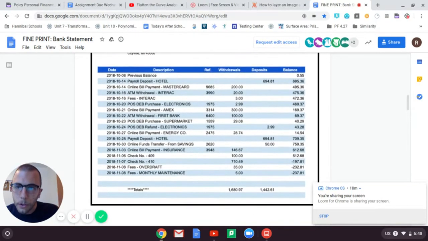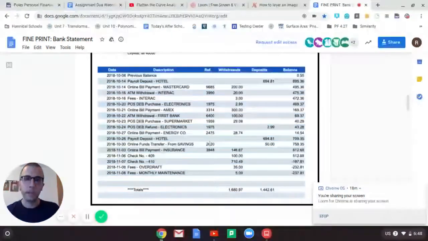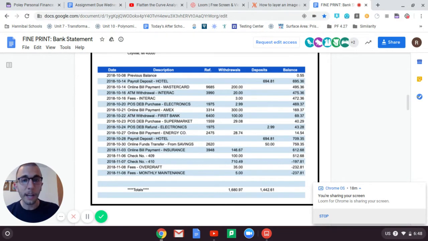Online funds transfer from savings. Okay, that's about 2/3 of the way down the transaction list, dated October 30th. Online funds transfer from savings. So there's a reference number, not really important to us right now, but then we want to look, is it a withdrawal or a deposit? Well, there's nothing written in withdrawal there. So that online funds transfer from savings, that is a deposit. How much of a deposit? $50.